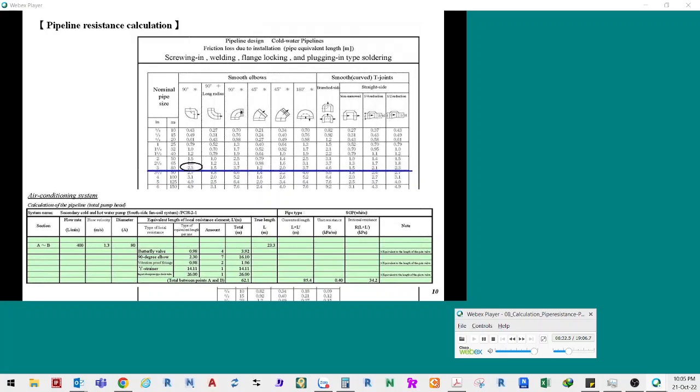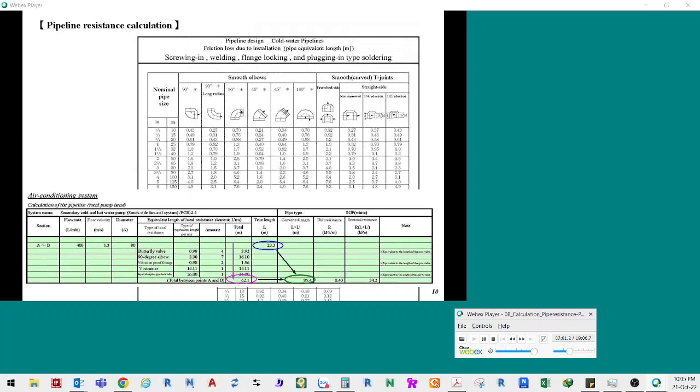The equivalent length of the elbow is also determined by paying attention to the sizes and types of them. Count individual numbers of pipeline elements based on the isometric drawing. Multiply each number by the corresponding equivalent length. Add up individual multiplied values to calculate the total equivalent length of local resistance elements.